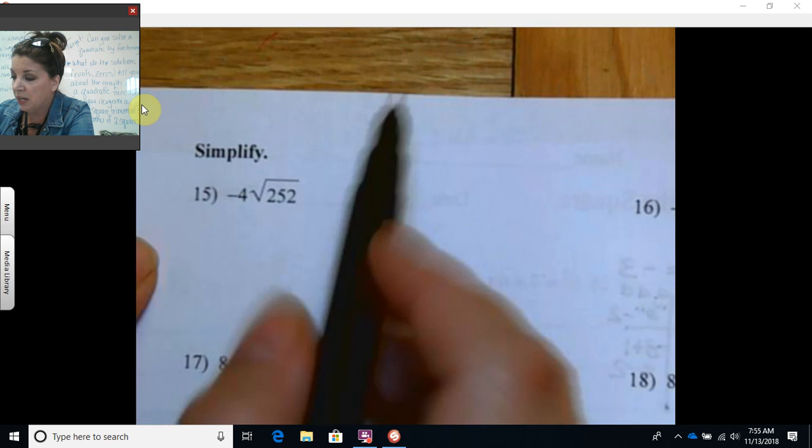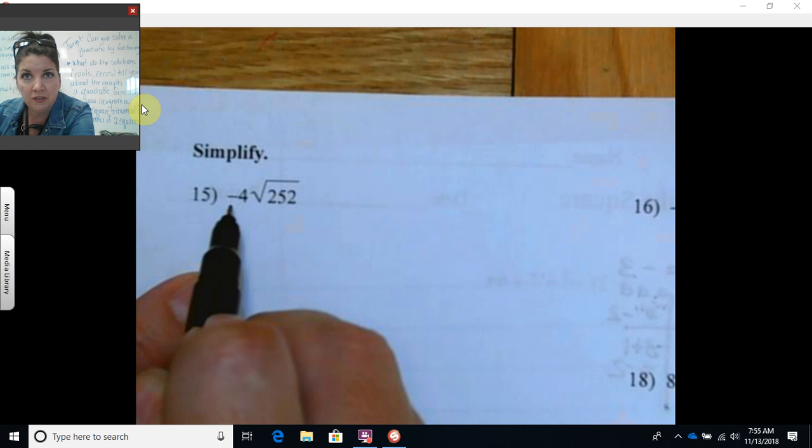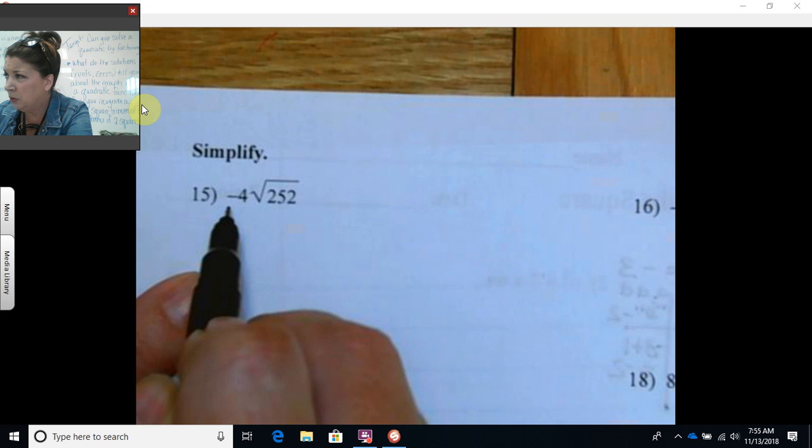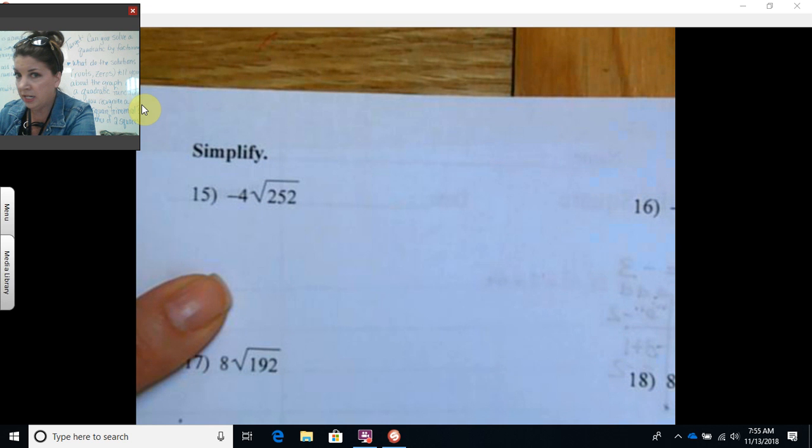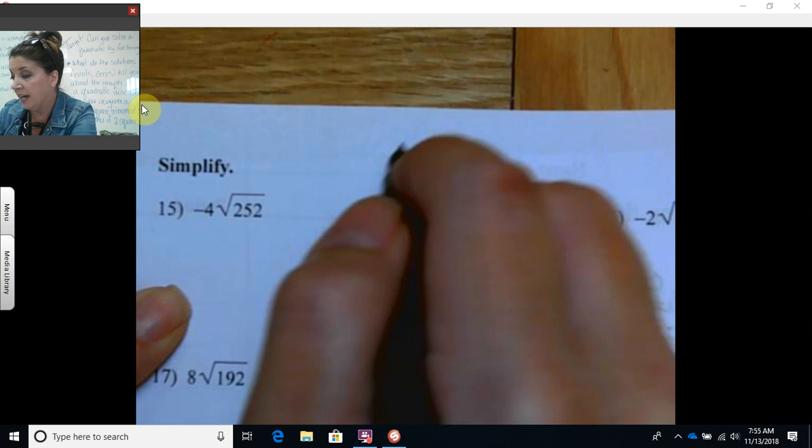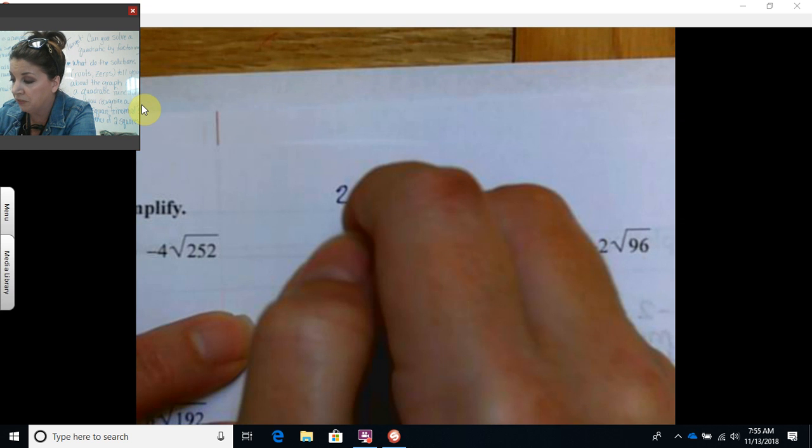Is it going to have an i because of this negative here on number 15? No, that's not under the radical, right? Is 252 a perfect square? No, but it might have a perfect square factor. So that's a big number. I'm going to make myself a little factor tree.